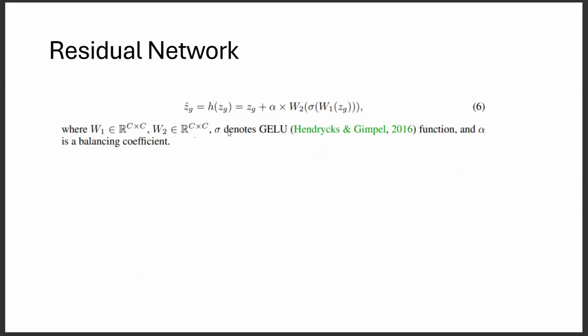So here, ZG is the output of the student embedding, and this part here, they defined as a residual network where W1 is an MLP layer, sigma is a GELU activation, and W2 is another MLP layer. They use two MLP layers to find the residual between the teacher model's embedding and the student model's embedding.